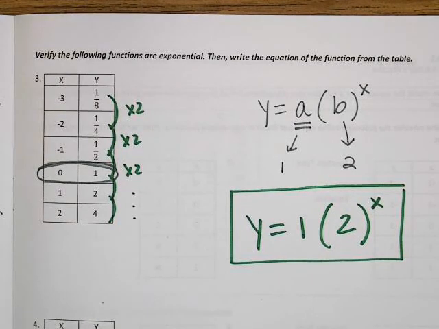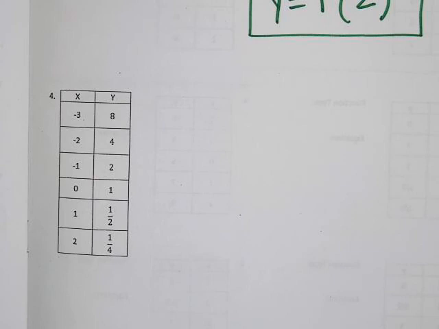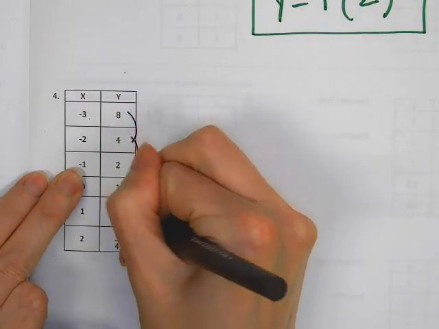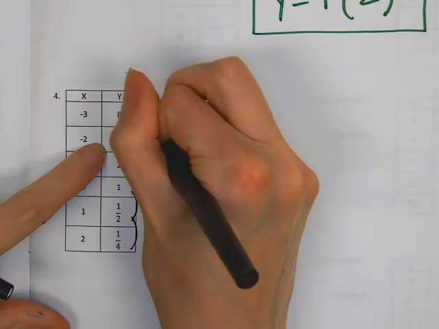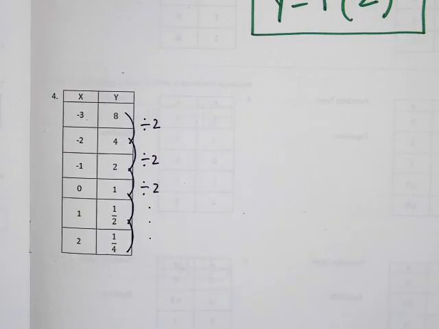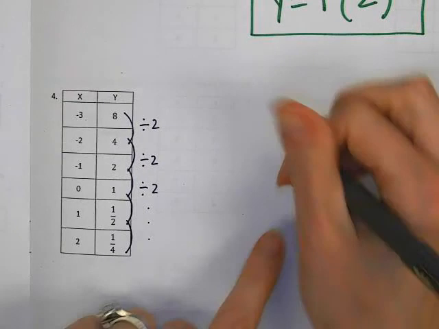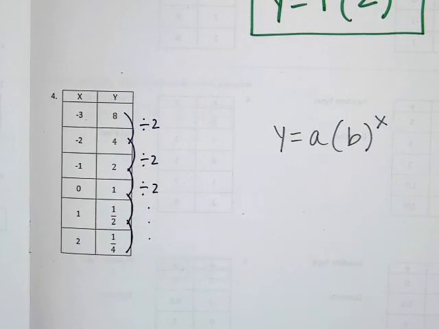You guys pause the video and try number 4. And when you're ready, replay it and I will be going over it. So number 4, how do we get from y to y? Uh-oh, these are getting smaller. And I think it looks like we're dividing. Dividing by 2 each time, right? Multiplying and dividing is a sign of exponential. So it's y equals a times b to the x power.